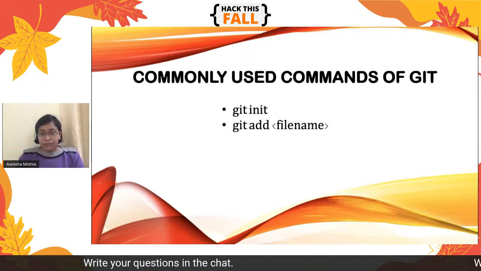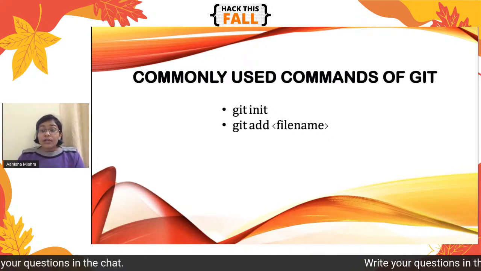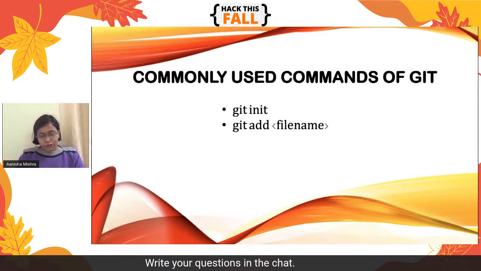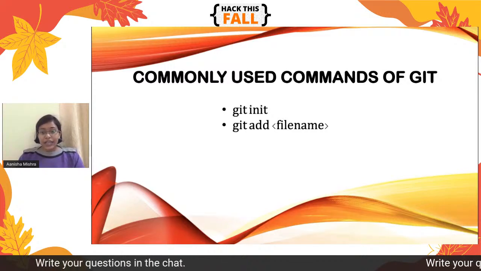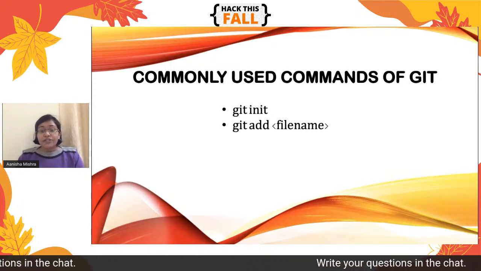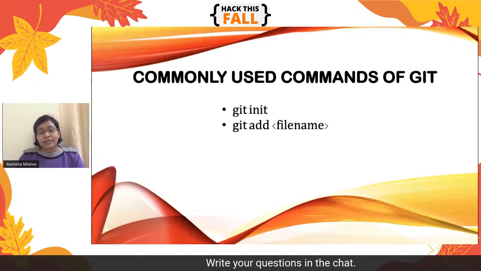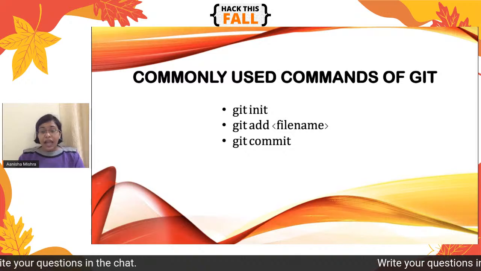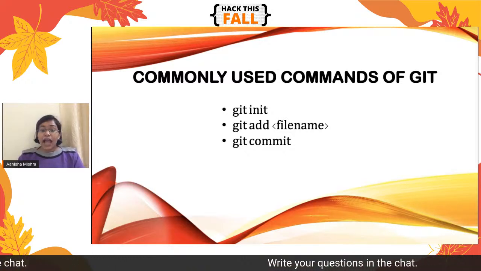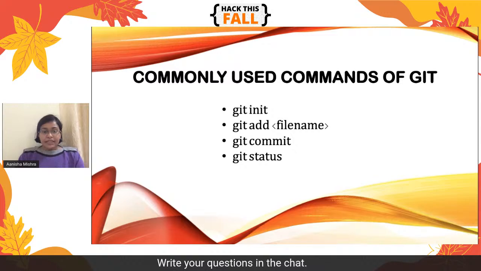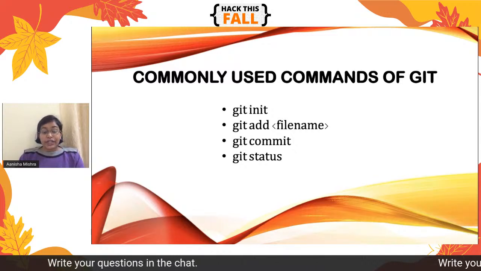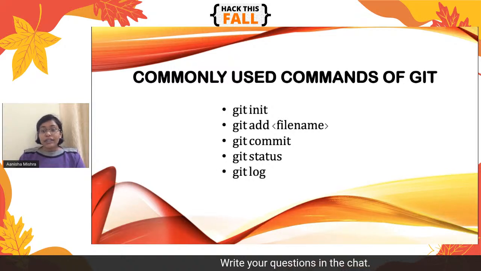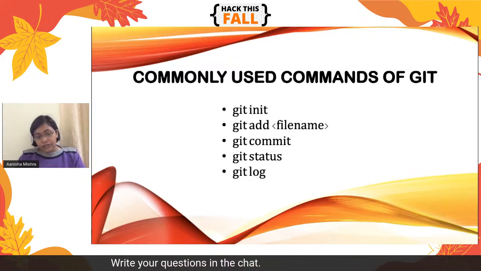The next one is git add followed by a file name. It asks Git to start watching for changes in this particular file. There are other variations of this command, like double dash A in place of the file name, which will add all the files and folders in the current directory into Git. The next one is git commit. It adds a checkpoint with a timestamp and a message. Git status presents the status of the repository as to what is going on. Git log presents all the commits made, and the latest one is at the top of the list.